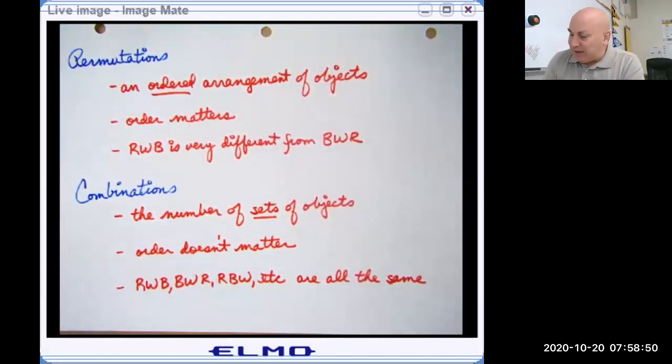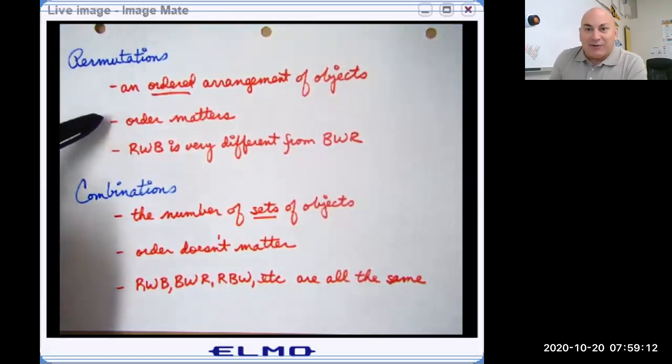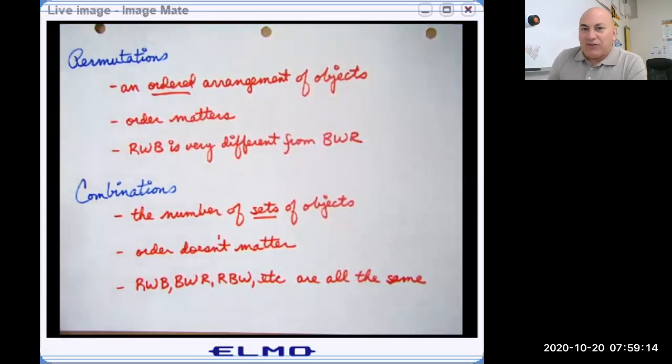An example for permutations: let's say we're having an election at school and we did student government this way, and the top vote getter got student government president, the second vote getter got vice president, and the third vote getter got something else. Order would definitely matter there. But if we just said, okay, the top three vote getters are going to form a committee and run the student government, well, then order doesn't matter. It doesn't matter if you were first, second, or third.